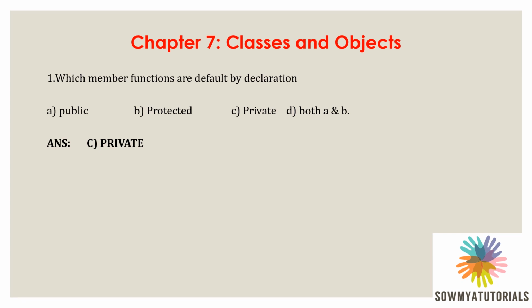So once again, private access means that member data can only be accessed by the member functions. These members declared under private are accessible only within the class. If no other access specifier is mentioned, then by default members are private. So the correct option is private.